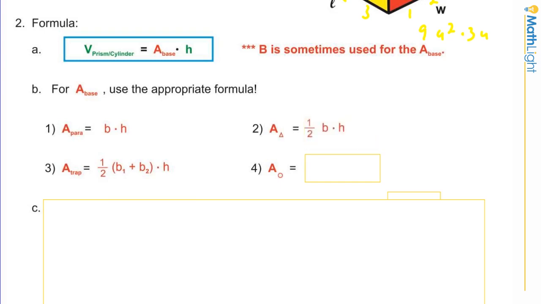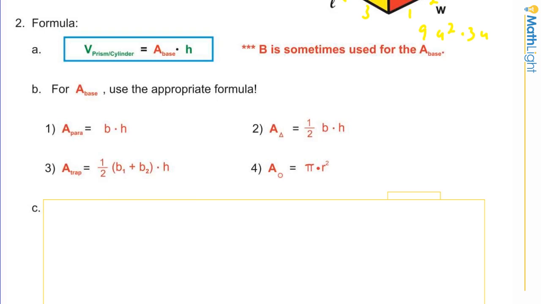And hopefully you're saying 1/2 base times height. And then do you remember the formula for area of a circle? Remember, pies are not round, they're square. No, the opposite way. Pi r squared, right? Okay, so if we use those specific formulas for the area of the base, we'll be able to get the volume of a cylinder or a prism. But I would remember the general formula, area of the base times the height, and that'll take care of everything.